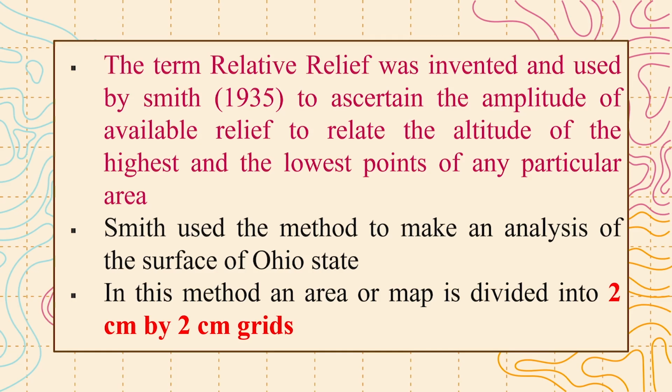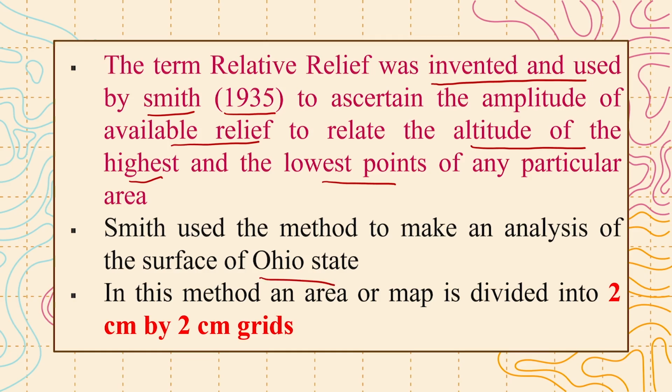The term relative relief was invented and used by Smith in the year 1935. He wanted to find the available relief in order to relate the altitude of the highest and the lowest points of any particular area. To execute this, he chose Ohio State, a state in the US, as his study area.